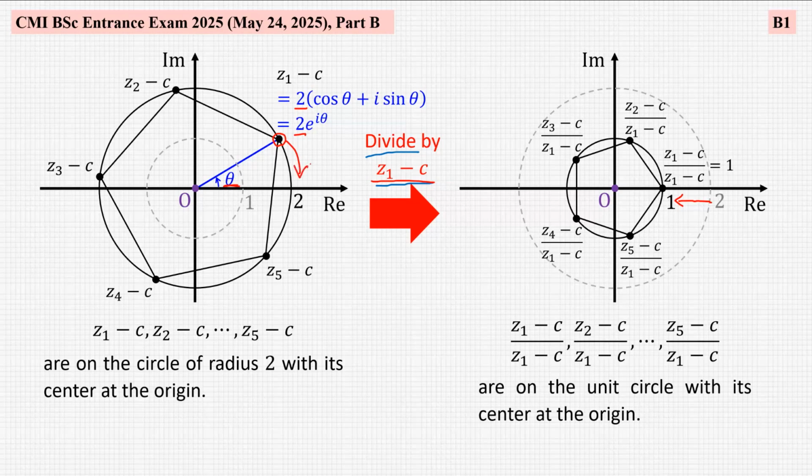Also, the points rotate so that the point corresponding to z1 minus c moves to the real axis and hence becomes 1, because we subtract the argument of z1 minus c, which is theta. Therefore, we find out that 5 complex numbers, z1 minus c over z1 minus c, z2 minus c over z1 minus c, up to z5 minus c over z1 minus c, are on the unit circle with its center at the origin.